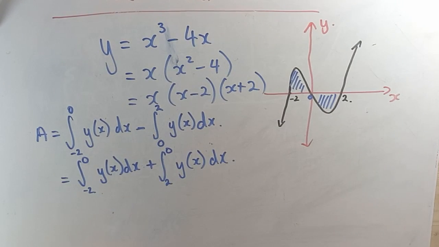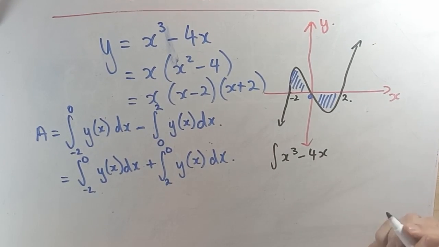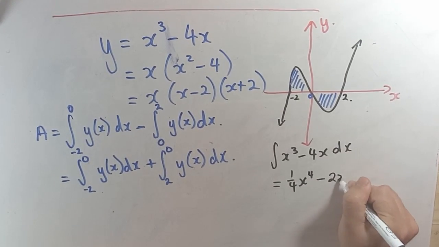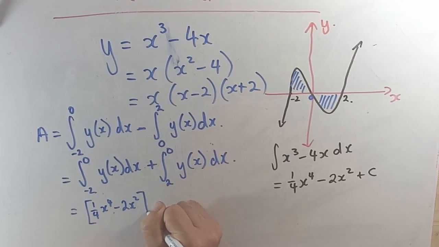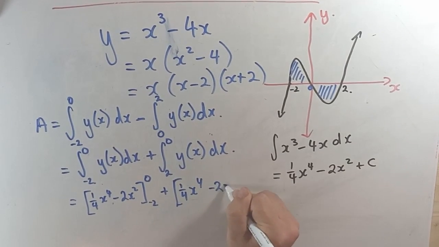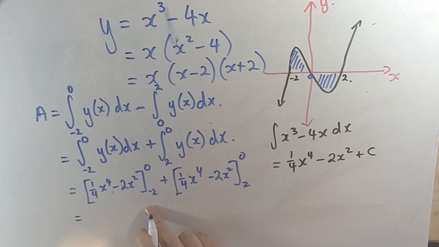All right, let's actually do the integral. We'll do it over to the side to save space. We've got x cubed minus 4x. This is easy. This is equal to 1/4 of x to the 4 minus 2x squared plus c. We don't need the plus c in a definite integral though. So now we're going to substitute this in for our limits. We've got 1/4 of x to the 4 minus 2x squared between -2 and 0 plus the same thing between 2 and 0.